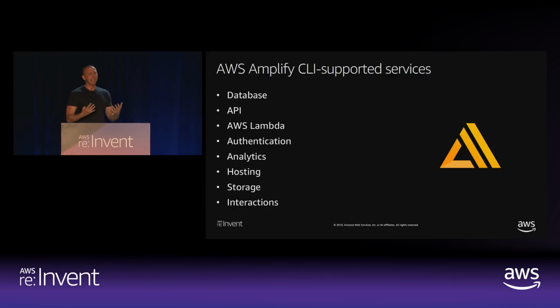We have an API category that supports 3 different types of APIs. One of them is GraphQL. 2 of them are REST. The 2 REST APIs that we support are, one is just a Lambda function with API gateway, and we scaffold out an Express app with different routes. The other API that we support is a CRUD API that would work with DynamoDB and a Lambda function.